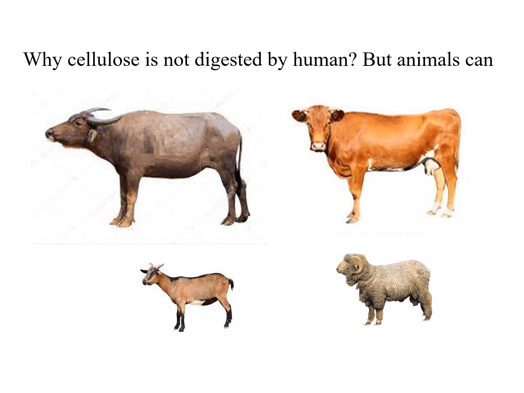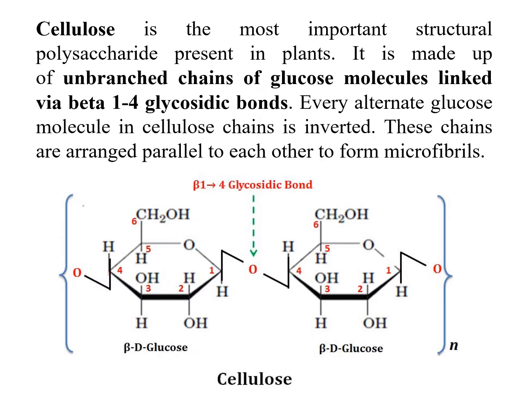Next we'll look at why cellulose is not digested by humans but animals can. If you see the cow, buffalo, goat, sheep, all can digest grass, but humans cannot digest the grass, in the sense the cellulose. So let's see why.